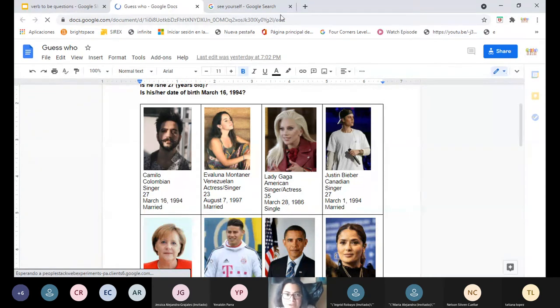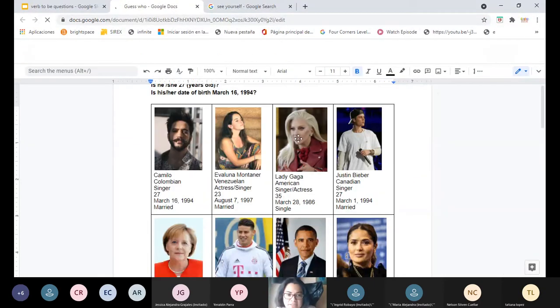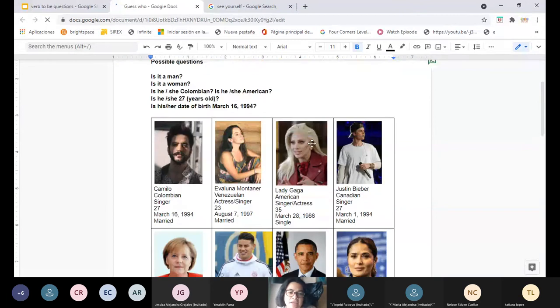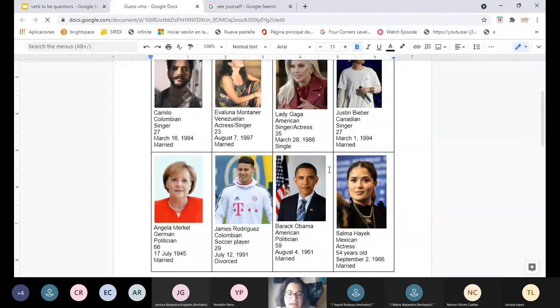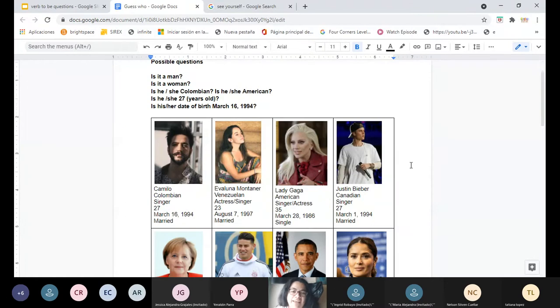Let me make it bigger for you guys. Here we have, in this context, guys, 8 different people, okay? The teacher, that means me, I am going to select one of these 8 people, okay? And what's your mission? To discover the person. When we play guess who in English, it is to discover, adivinar, descubrir, the person the teacher is thinking about or the teacher has selected.